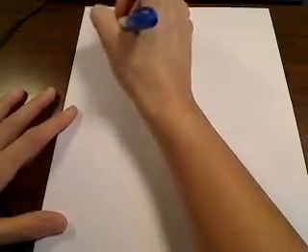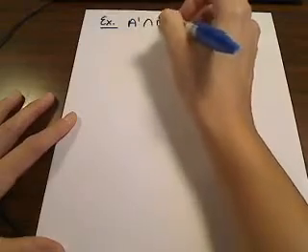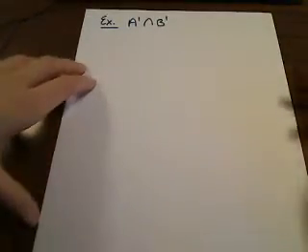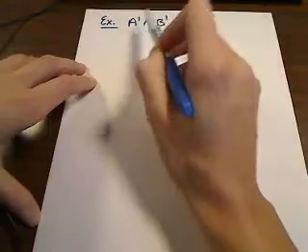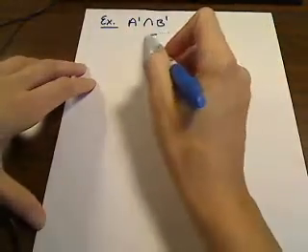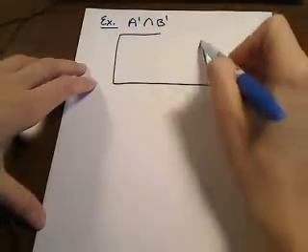Okay, so let's try this problem right here. Let's try A naught intersect B naught. The first thing we need to do is show A naught and B naught, and I'm actually going to show them on the same Venn diagram.